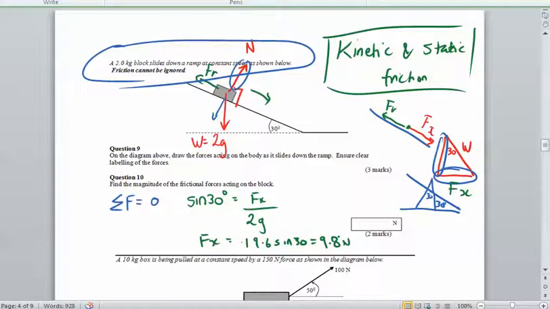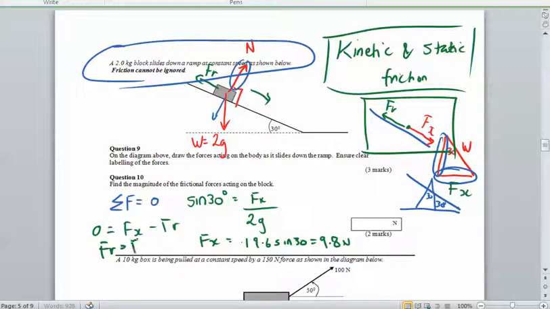Okay, so we've found what our force in the X direction is. Now, our net force is our force in the X direction, looking at this diagram here, take away the friction force. So 0 is equal to our force in the X direction, take away our friction force. If we rearrange, we get the friction force on the left. So our friction force is equal to the X component of the weight force, which we've just found, which is 9.8. So the answer is 9.8 newtons.